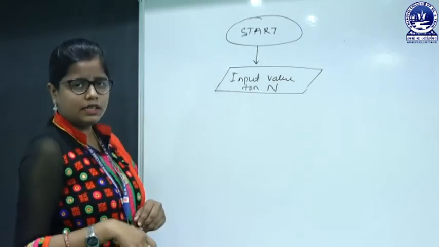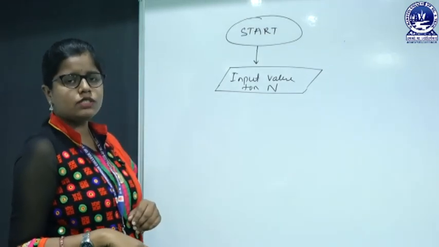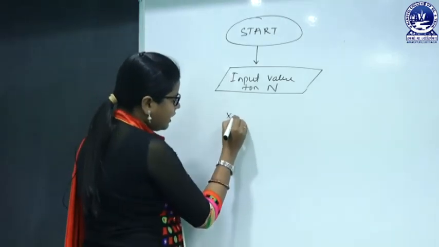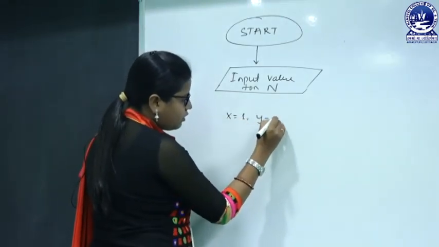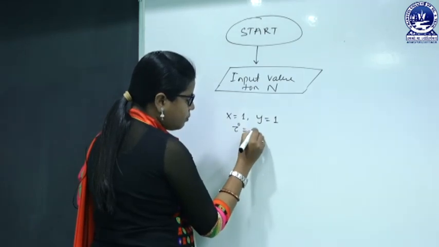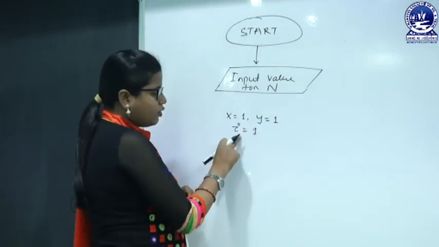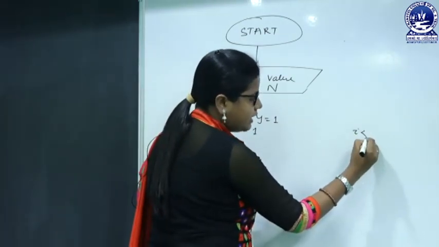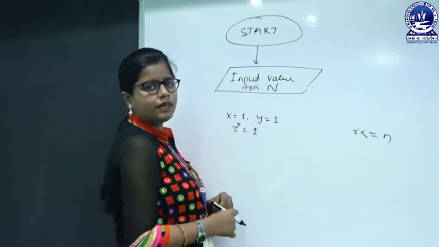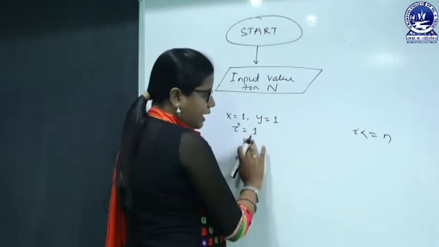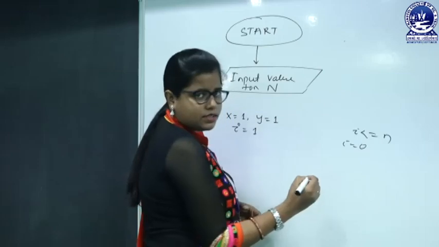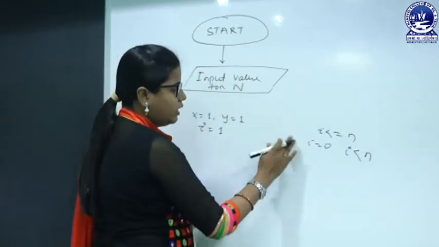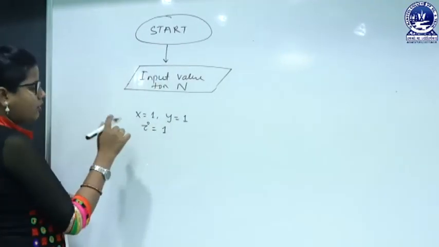Next, after getting the nth value, we need to set the initial Fibonacci series and the control variable. So here x equals 1, y equals 1, and the control variable I equals 1. If you take I as 1, then we need to check the condition I less than or equal to n, that means 7 or 10 or whatever. If I is taken as 0, then we need to check the condition I less than n. Okay, so here we are taking the I value as 1.